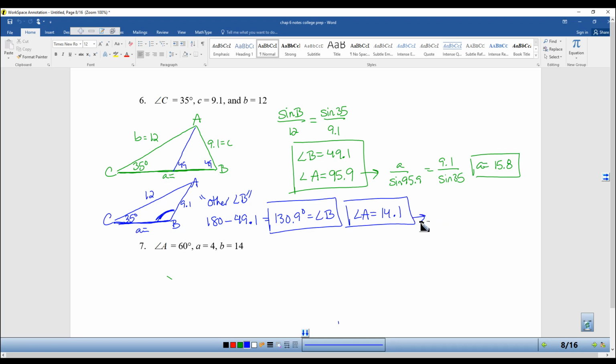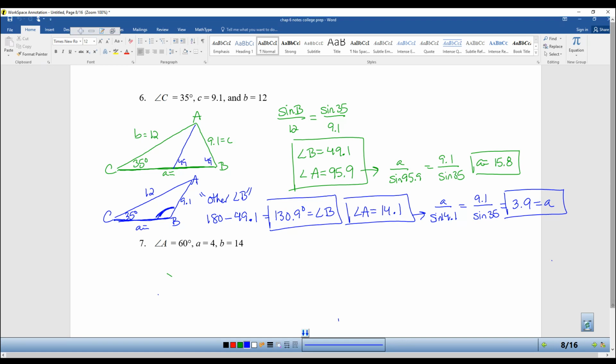And then once you have angle A, remember this side is significantly shorter than the original A. So we got A is 15. This one had better come out to be shorter. So A over, because it's a little tiny angle, so it's going across to a little tiny side. Sine of 14.1 is equal to 9.1 over sine of 35. And we get 3.9. So it's a lot smaller. So notice two sets of answers. You must have them both.